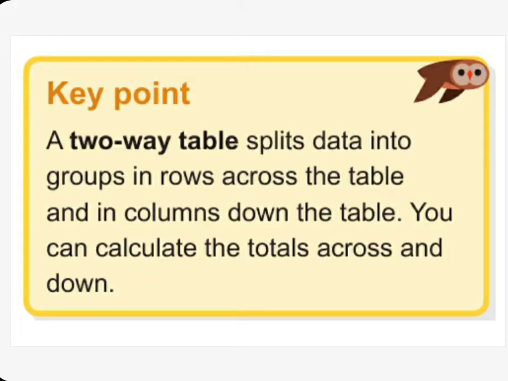In this presentation we're going to talk about 1.1 Two-way tables and bar charts. This key point talks about a two-way table and what it means. A two-way table splits data into groups in rows across the table and in columns down the table. You can calculate the totals across and down.